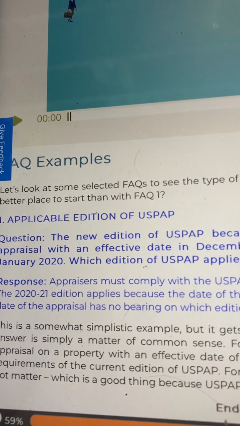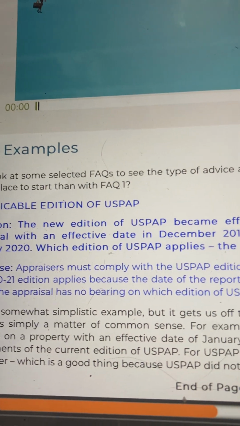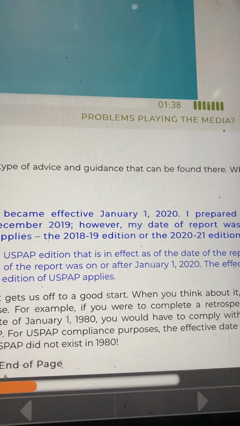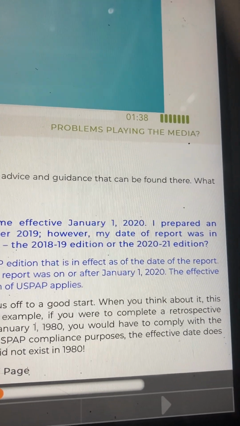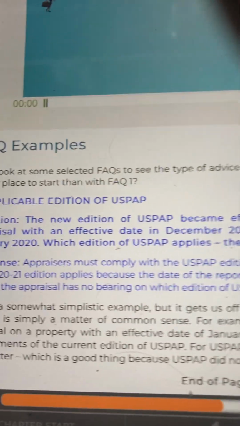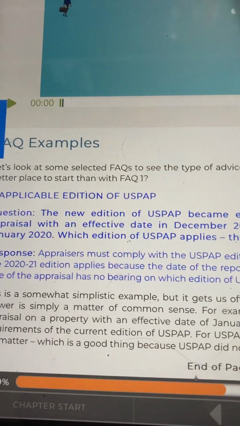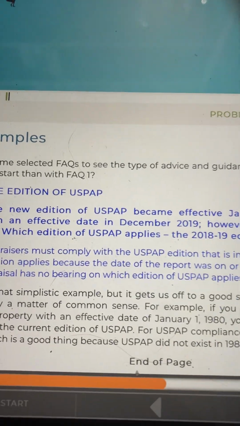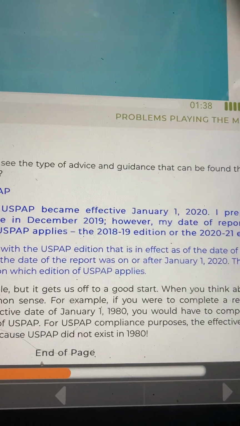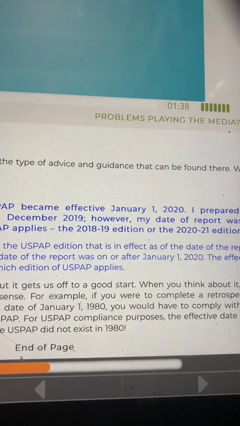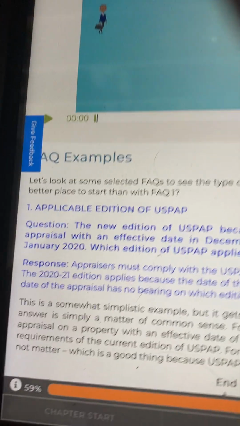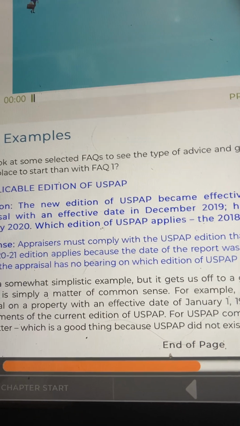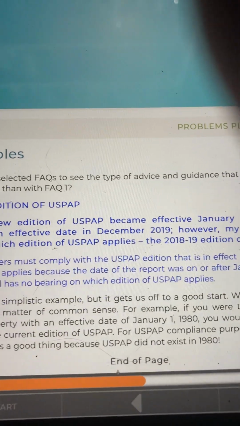Response: Appraisers must comply with the USPAP edition that is in effect as of the date of the report. The 2020 through 2021 edition applies because the date of the report was on or after January 1st, 2020. The effective date of the appraisal has no bearing on which edition of USPAP applies.